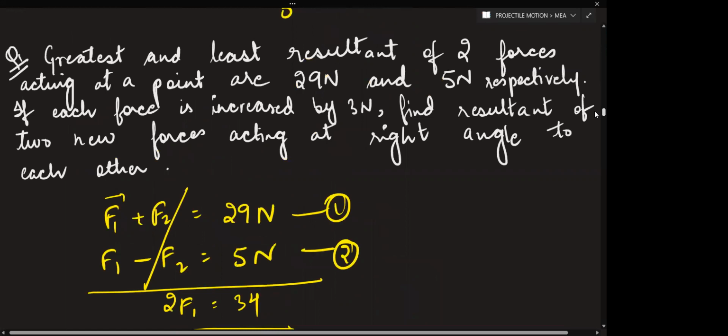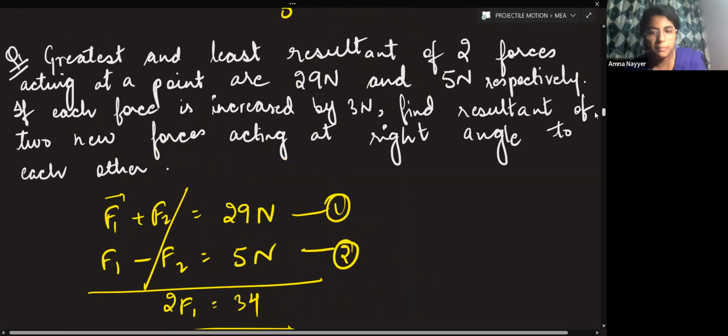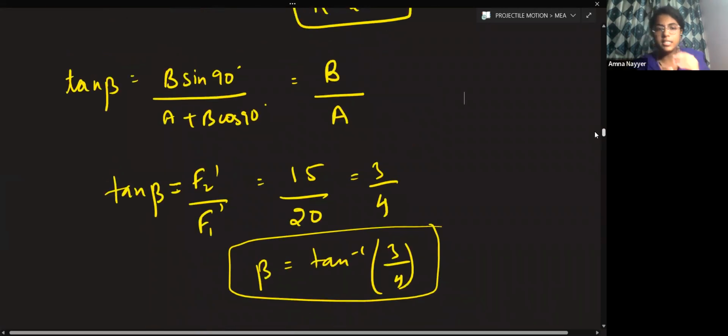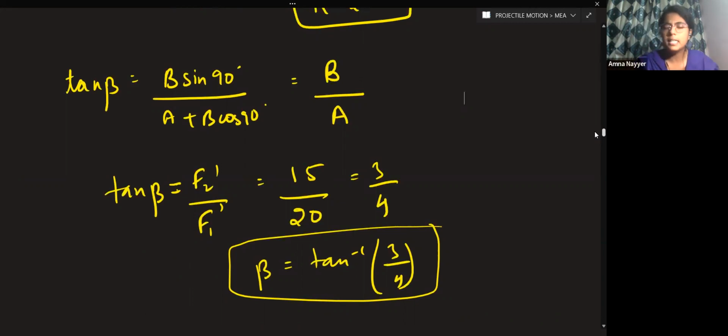Ma'am, how was it B by A? B by A, yes. C, Devangi. This is a generalized formula for calculation of direction. Tan beta is equal to B sine theta. Beta is basically the angle that the resultant makes with one of the vectors. So tan beta is equal to B sine theta divided by A plus B cos theta.